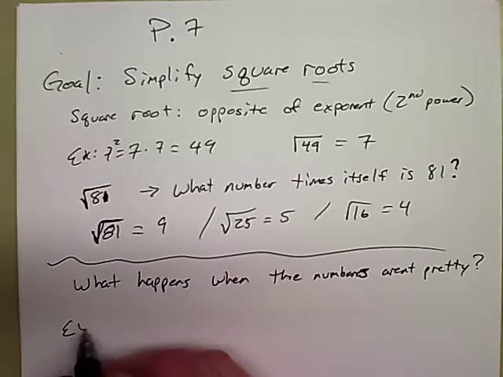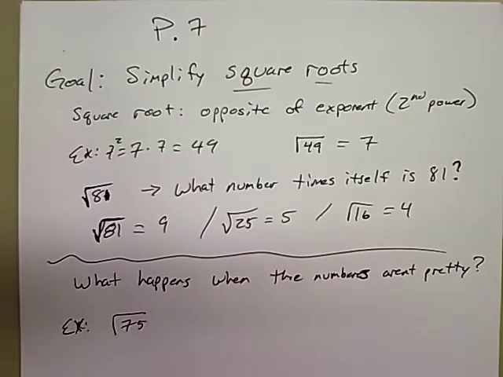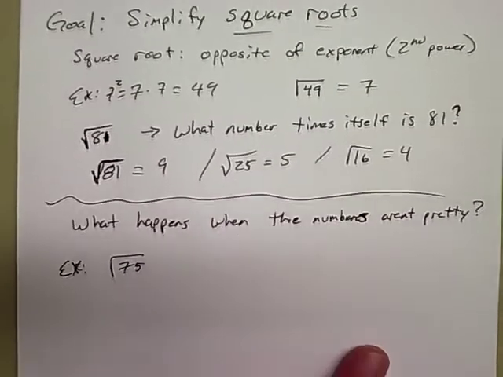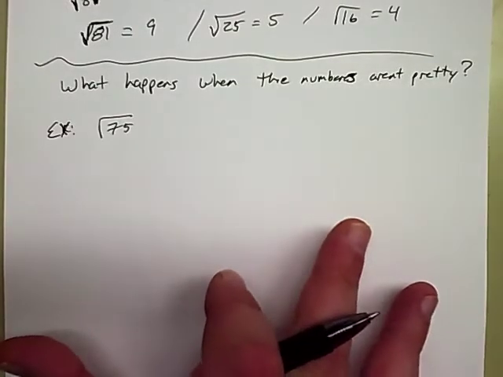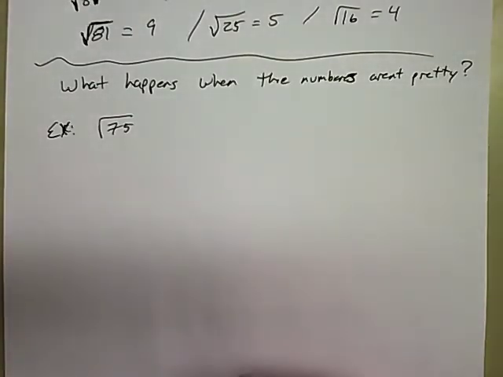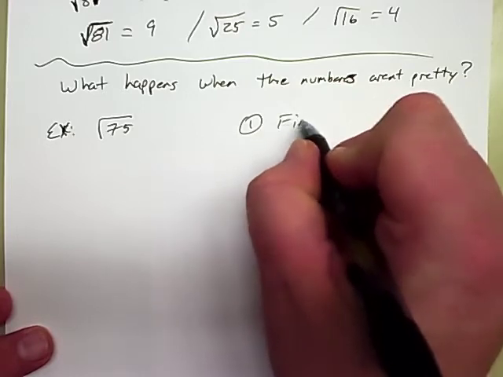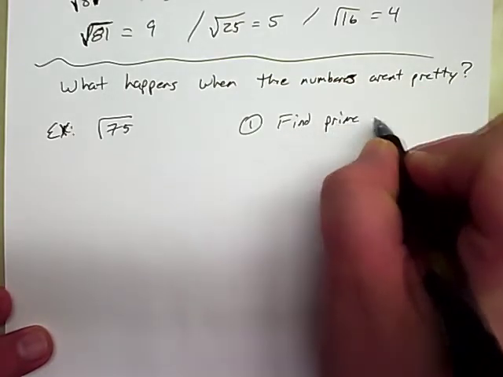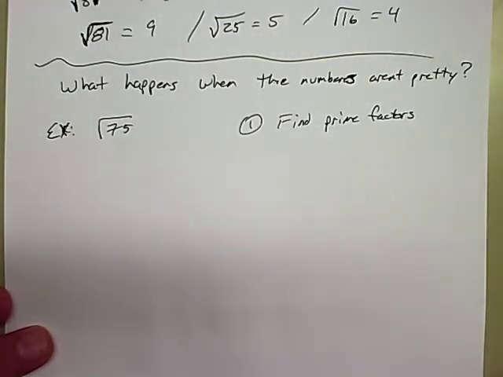But what happens if I have something like, let's take a look at this example, the square root of 75. Well, that's not really pretty. There's no number times itself that's going to give me 75. So I need to do some things here. The first thing I'm going to do is find all the prime factors. And this is going to end up being a tree.